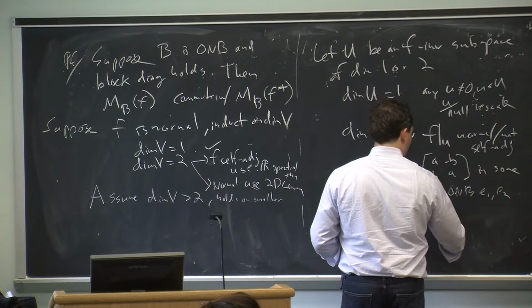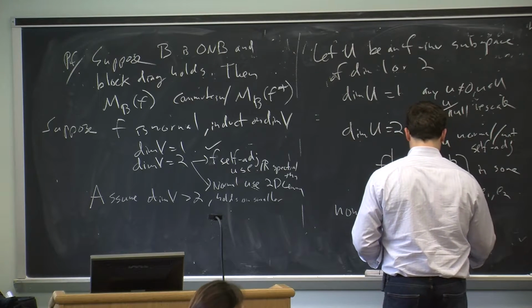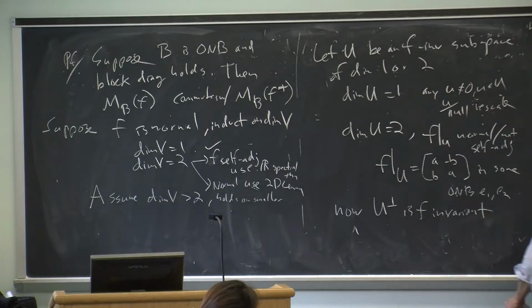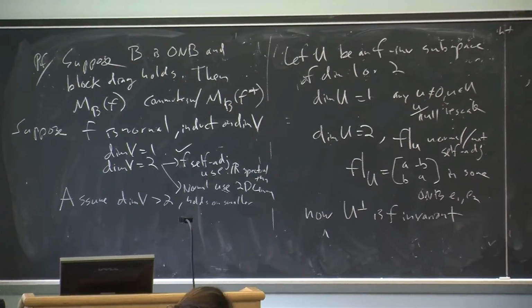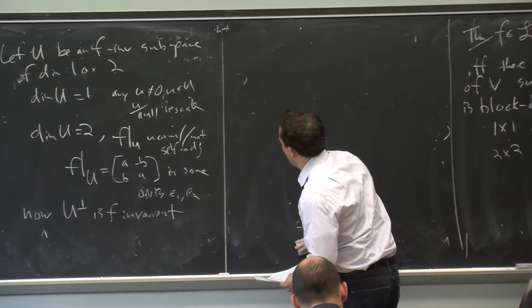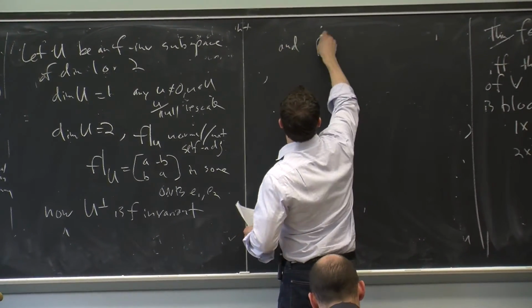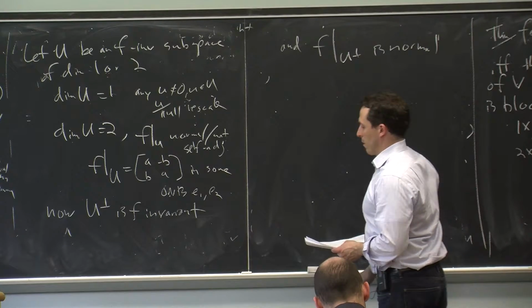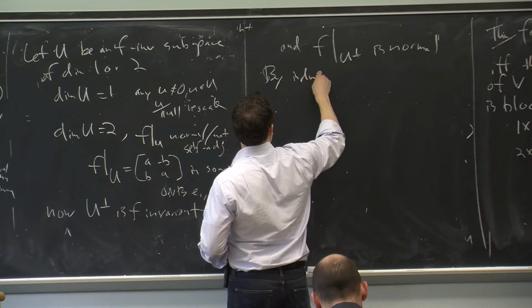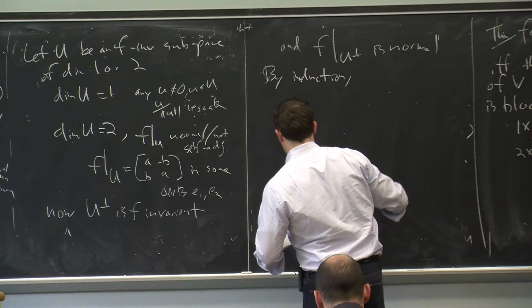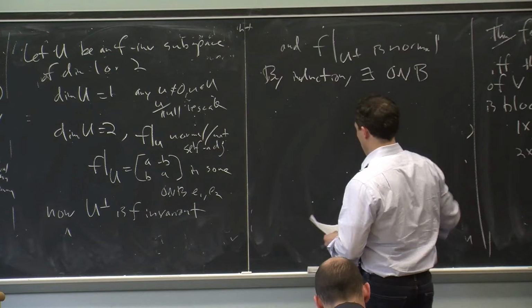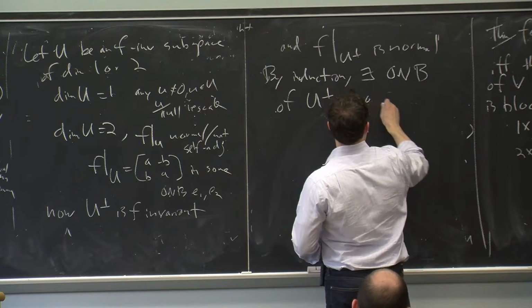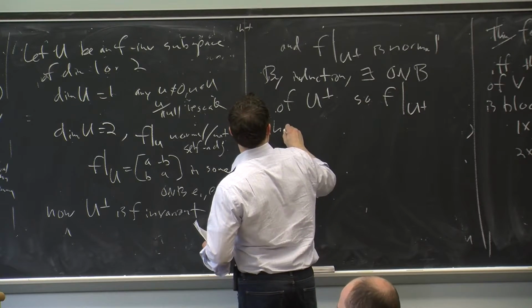This thing is F invariant by our second lemma. Moreover, the restriction of F to what's left over, F restricted to this space, is normal. So I can use the induction hypothesis. By induction, there exists an orthonormal basis of this subspace, U perp, so that F restricted to that space has the desired form.